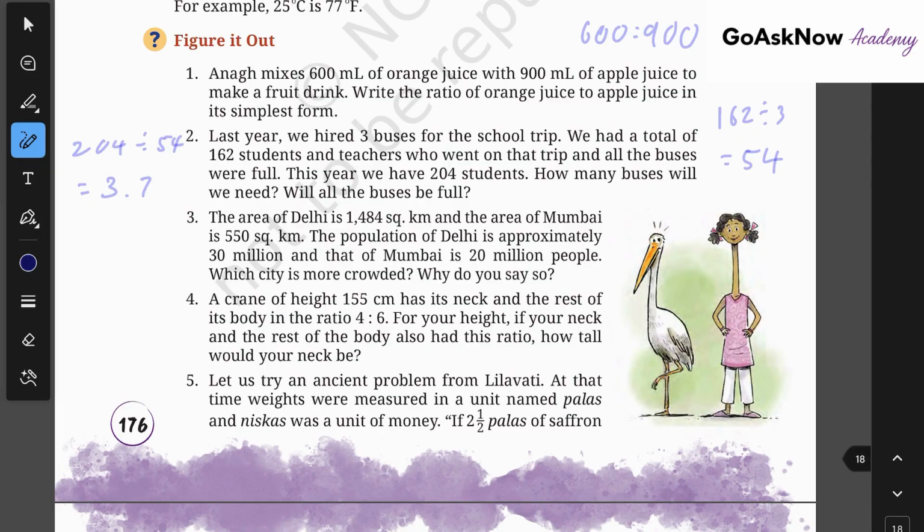Means we need at least, if you round it up, 4 buses. And since it's 3.7, there is actual remaining space in the bus. So the buses were not full.